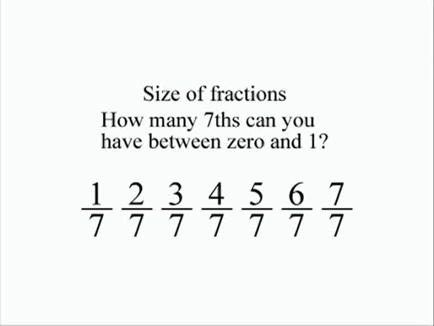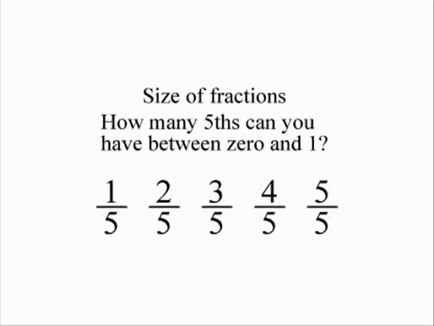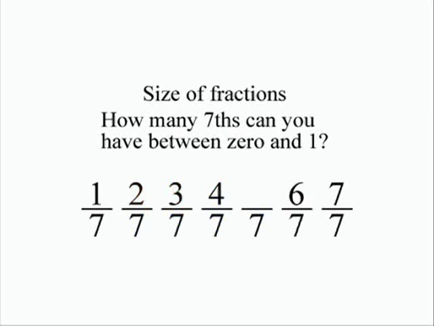When the bottoms of fractions are the same, it's easy to tell which is larger. For example, 3/5 is larger than 2/5. Just compare the tops. 3 parts out of 5 parts is more than 2 parts out of 5 parts. In sevenths, 5/7 is more than 4/7. But what if you're comparing fractions that have different denominators?